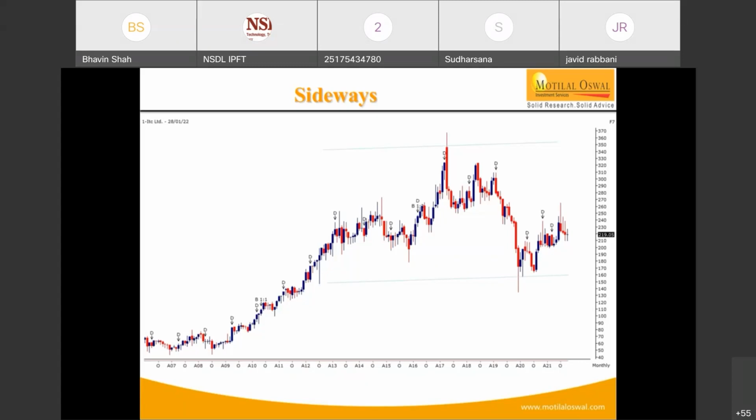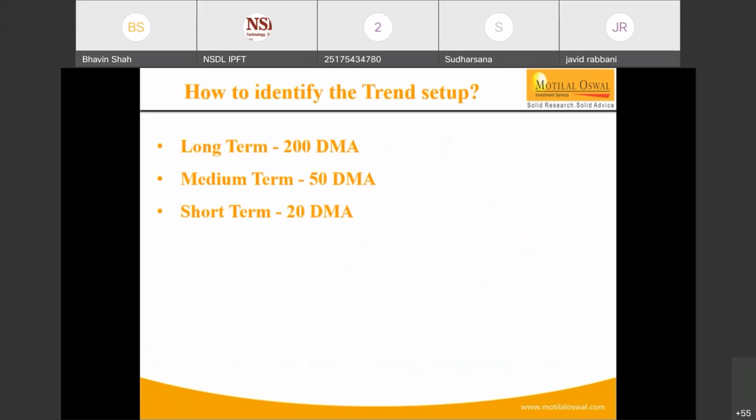So to be in the market, we need to know the trend on the larger degree. So how do we identify a trend setup? Basically, if it's long term, we have to see that the stock is above the 200-day moving average. It's a very long term trend, which shows that the stock trading above the 200 DMA is going to start a new trend. Or if it breaks the 200-day moving average, then the stock has weakness.